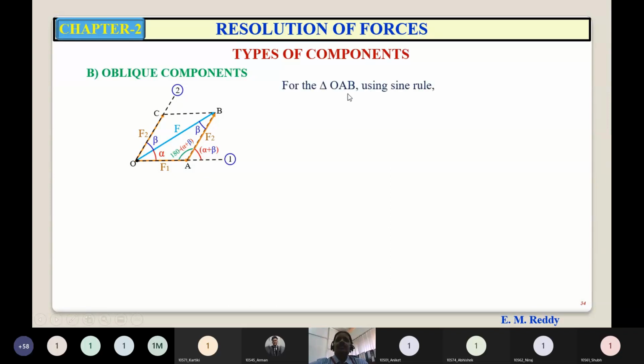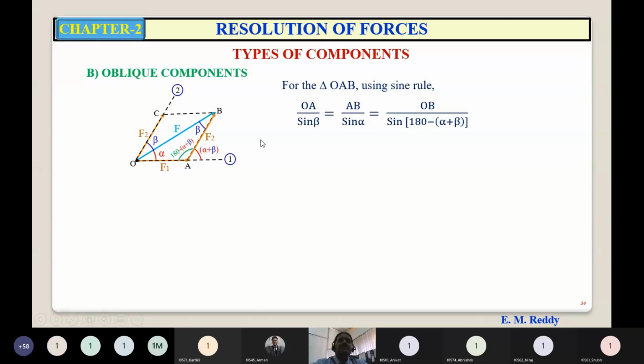Now, for the triangle OAB using sine rule, what is the sine rule? It is a upon sine A is equal to b upon sine B is equal to c upon sine C, where small a, b, c are the sides of the triangle, and in sine A, B, C, A, B, C are the opposite angles, right? So, for this triangle OAB, I can write OA upon sine of opposite angle, that is sine beta, is equal to AB upon sine of opposite angle, that is sine alpha, is equal to OB upon sine of 180 minus (alpha plus beta).